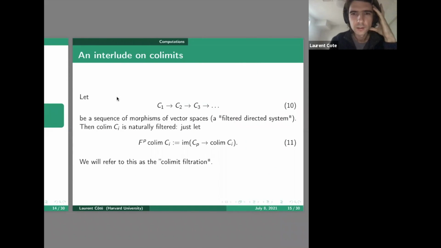Before getting into the computations, I want to make a quick remark on colimits. If you have a sequence of morphisms of vector spaces, which I believe is often called a filtered directed system, then you can filter the colimit. What you do is follow what's written in equation 11: you take the filtration F_P of the colimit to be the image of C_P. Let's refer to this as the colimit filtration.